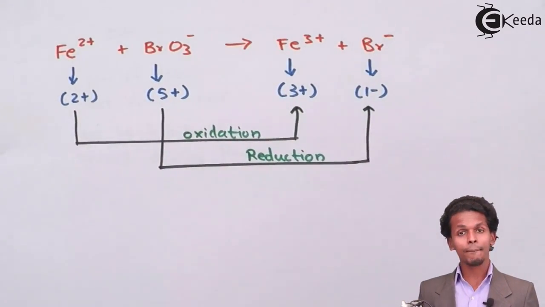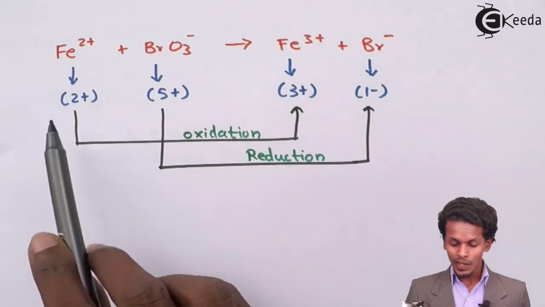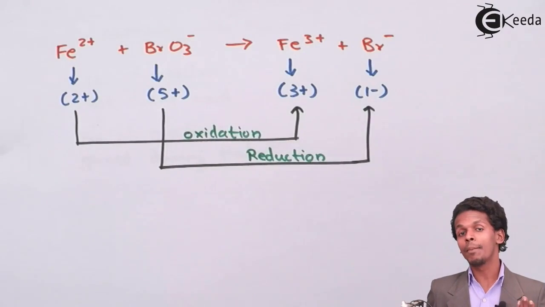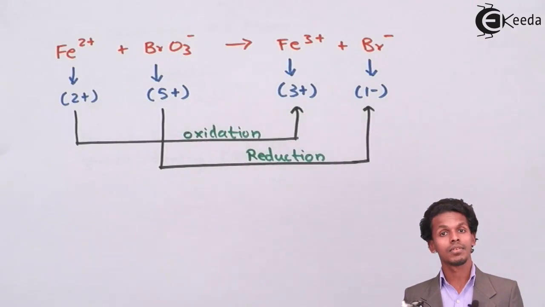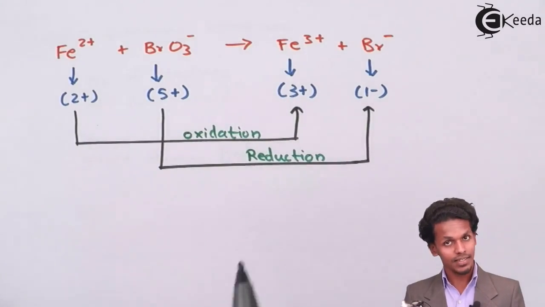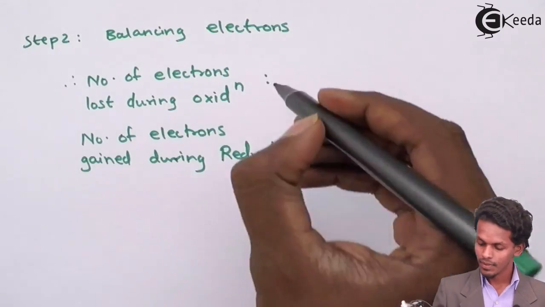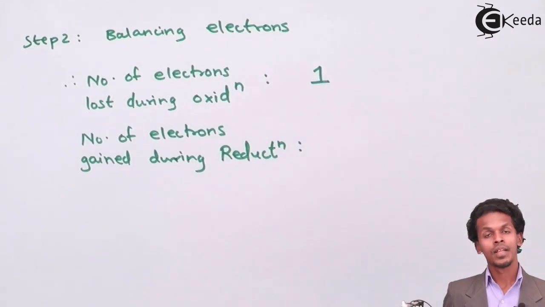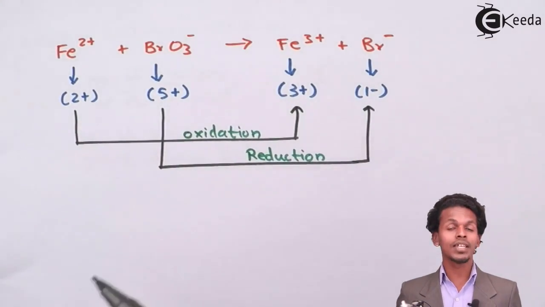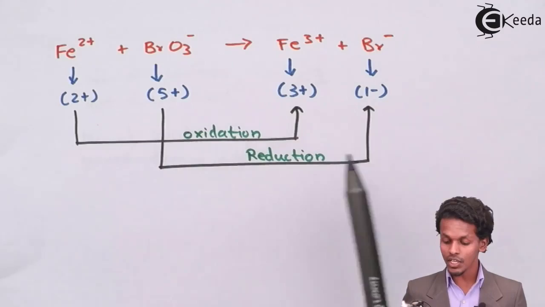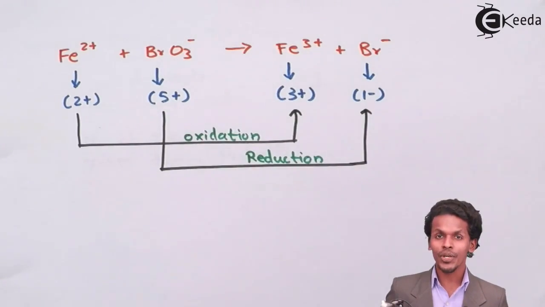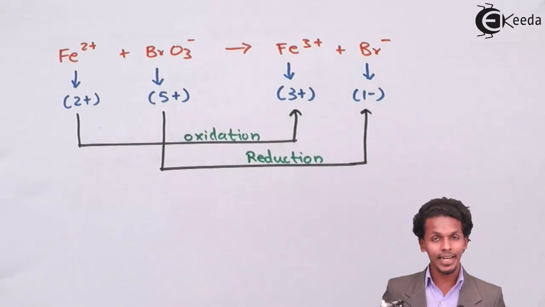In this process I could see that the oxidation number is changing from +2 to +3. This is possible if the number of electrons lost is 1. So the number of electrons lost during the oxidation process in this case is 1. While the number of moles of electrons gained during reduction will be what? It is converting from 5+ to 1-.